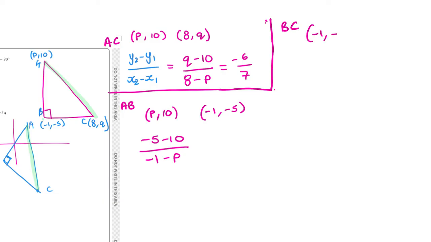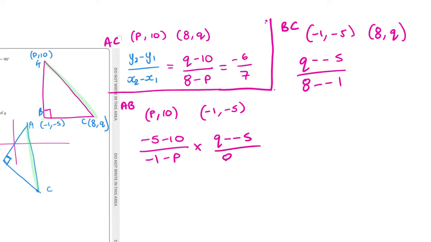We have -1, minus 5, and 8, q. So q minus minus 5 over 8 minus minus 1, right? What do we know about these two gradients? Because they're perpendicular, q minus minus 5 over 8 minus minus 1 has to equal negative 1. Because we know that one gradient is the reciprocal of the other. So when you multiply the two gradients, they're going to give you minus 1 always. Minus 1 is two gradients that meet at a right angle, multiplied together, yeah? Two intersecting lines.